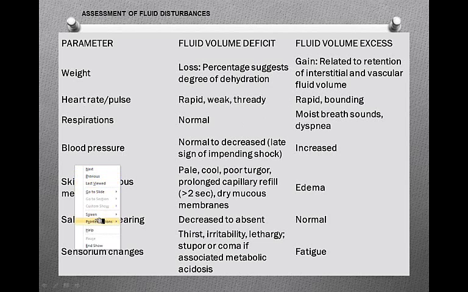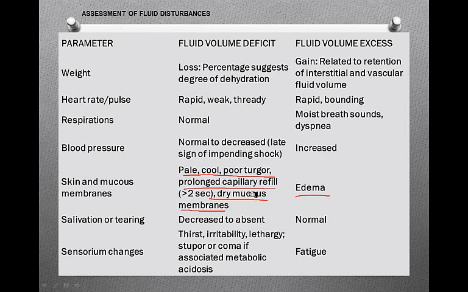Let me switch to my pointer here. You're going to have a normal to decreased blood pressure in deficit and an increased blood pressure in excess. Skin and mucous membranes will be pale, cool, with poor turgor, prolonged capillary refill, and dry mucous membranes in deficit. You're going to have edema in fluid volume excess.